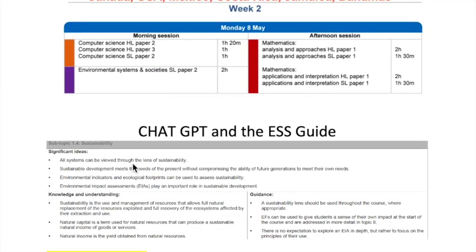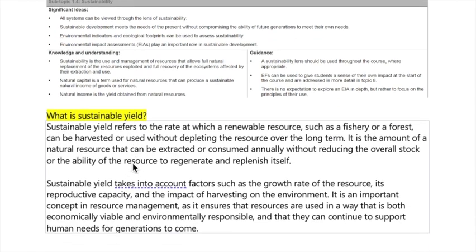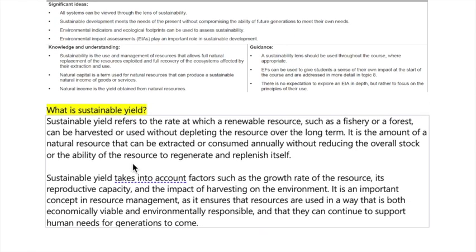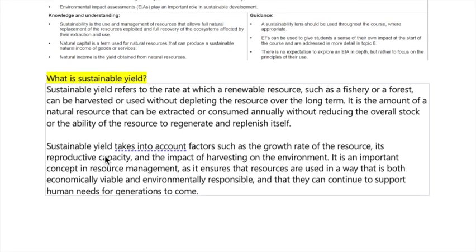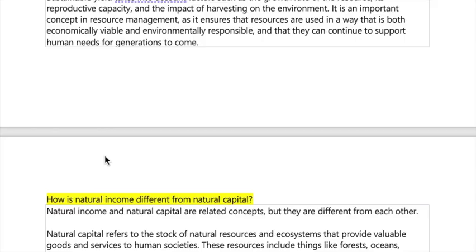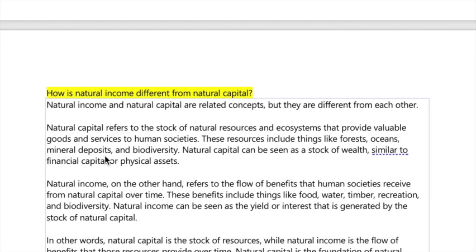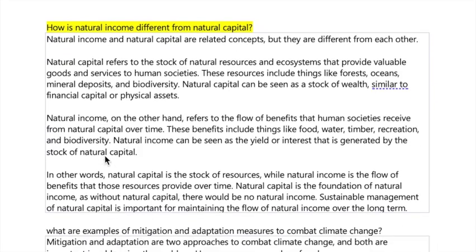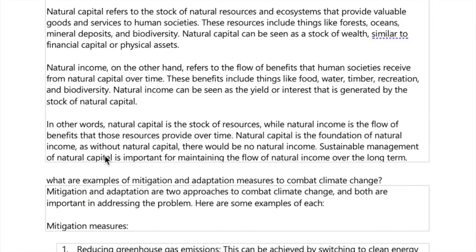Of course, the big tip for this year is how you can use ChatGPT, which was not available last year, along with your ESS guide as a very useful study partner. Take, for example, this section here of the ESS guide, which deals with sustainability, sustainable development, natural capital, and natural income. I asked ChatGPT, what is sustainable yield? And I got a very good answer, as you can see here. Then I went on to ask ChatGPT, how is natural income different from natural capital? And I got all of this with some very good examples.